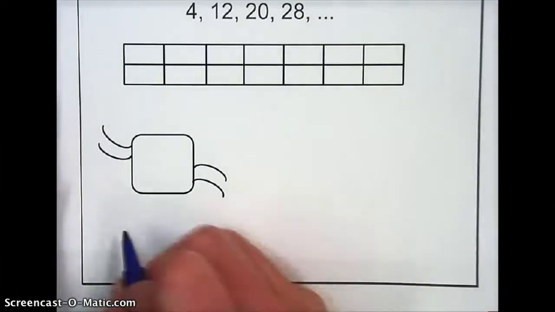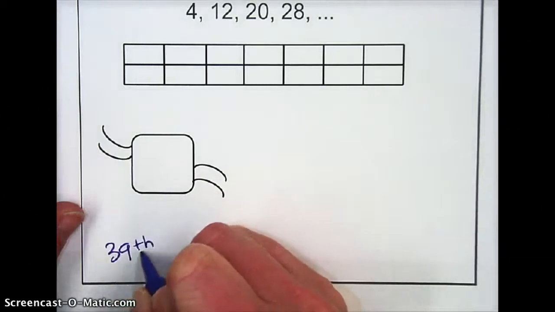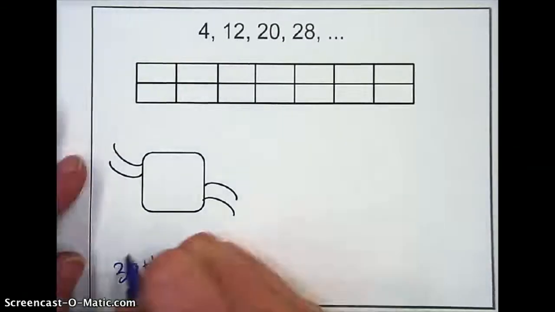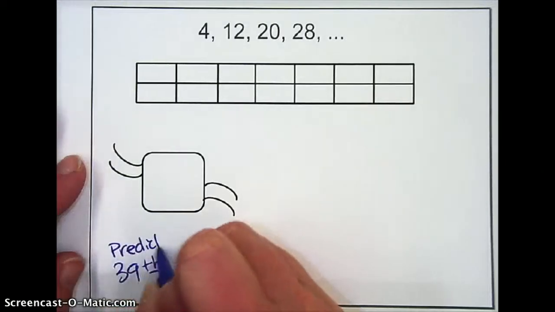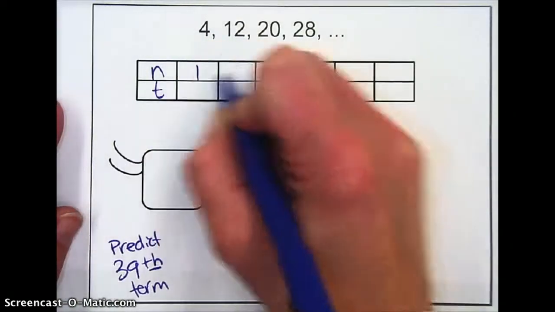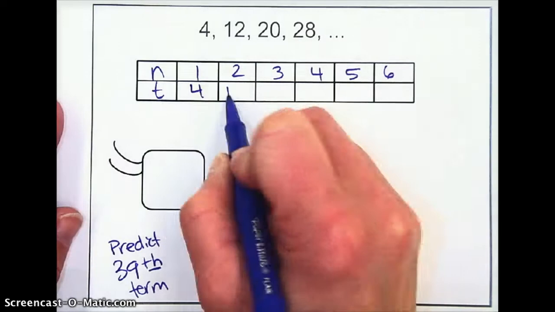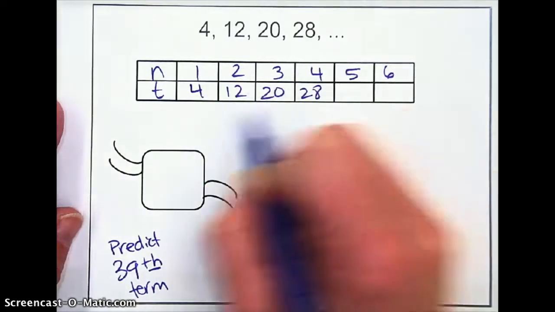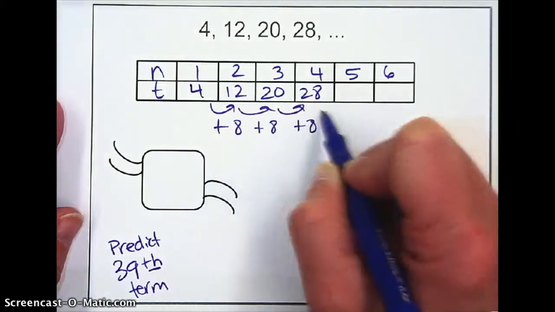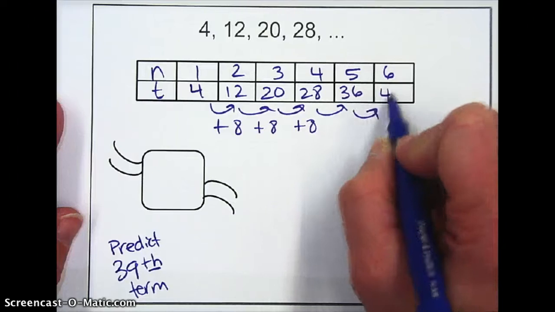This time let's do the 39th term. Predict the 39th term. Okay, hopefully you're checking your answers right now. I notice the pattern is adding 8 each time. 28 plus 8 is 36. 36 plus 8 is 44.